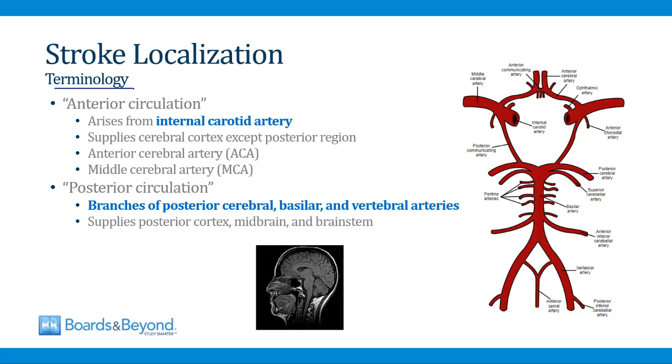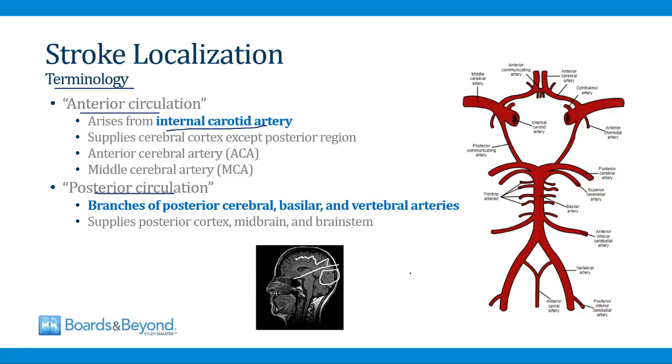You can divide strokes up into two categories, those that affect the anterior circulation and those that affect the posterior circulation. The anterior circulation refers to areas of the brain that are perfused by the internal carotid artery. If you look down at this drawing at the bottom of the screen, the anterior circulation refers to the areas of the cortex that I'm marking with my pen, basically all of the cerebral cortex except for the posterior region in the back, which has the occipital lobe.